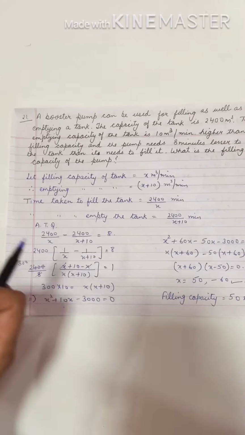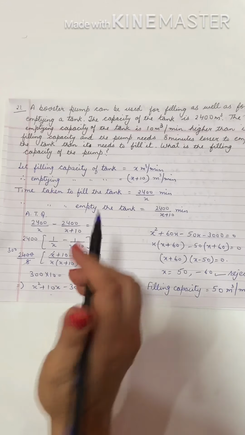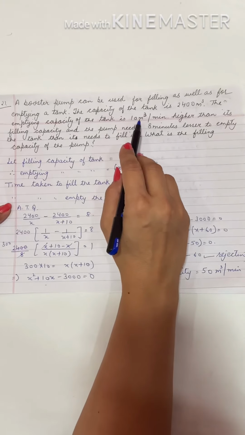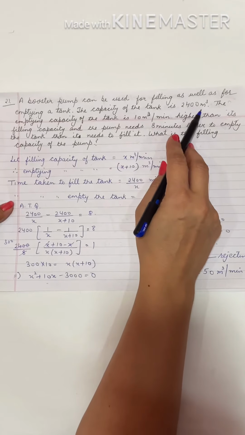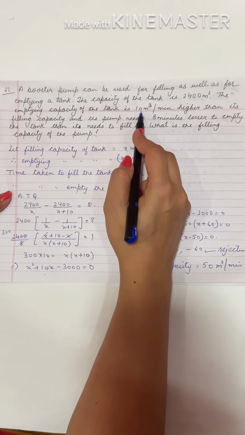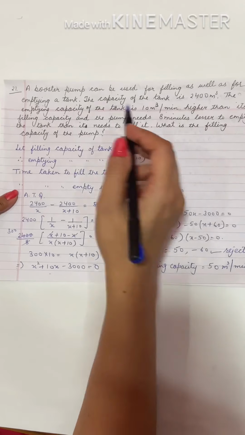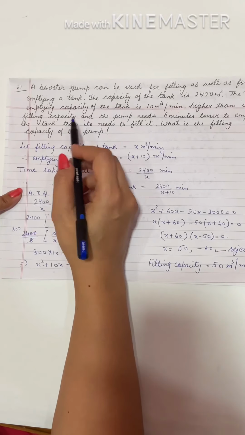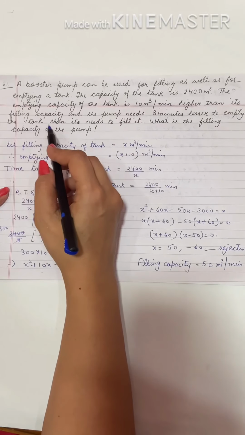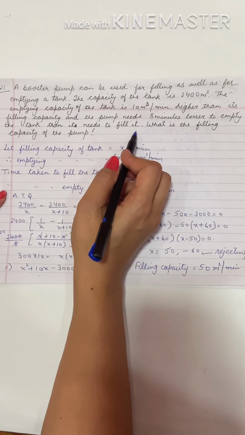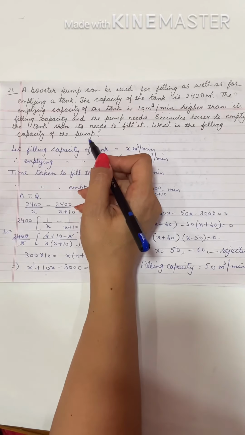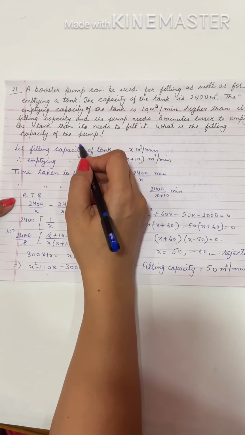Next, question number 21. A booster pump can be used for filling as well as for emptying a tank. The capacity of the tank is 2400 cubic meters. The emptying capacity of the tank is 10 cubic meters per minute higher than its filling capacity, and the pump needs 8 minutes less to empty the tank than it needs to fill it. What is the filling capacity of the tank? So we have to find out the filling capacity of the tank.